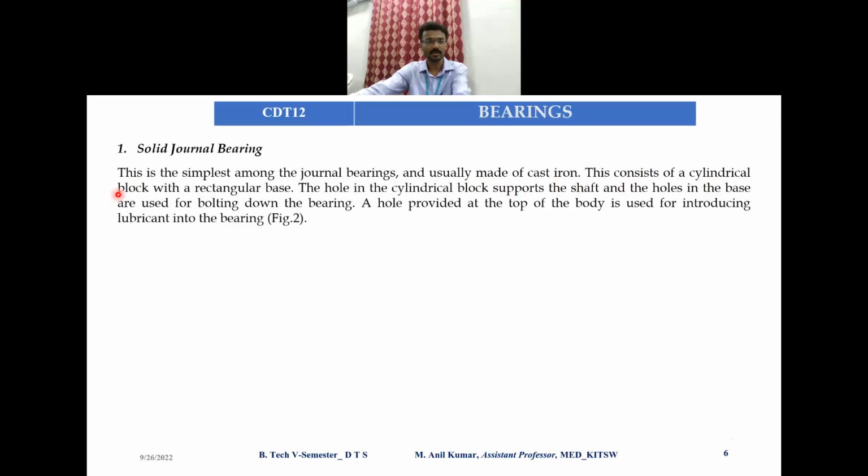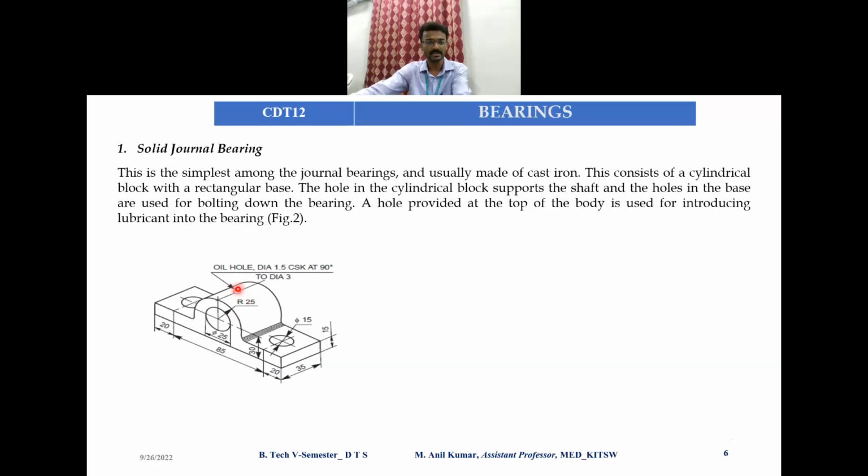This consists of a cylindrical block with a rectangular base. The hole in the cylinder block supports the shaft, and the holes are used for bolting down the bearing. A hole provided at the top is used for introducing lubricant into the bearing. We can see a lubrication hole is being provided here.